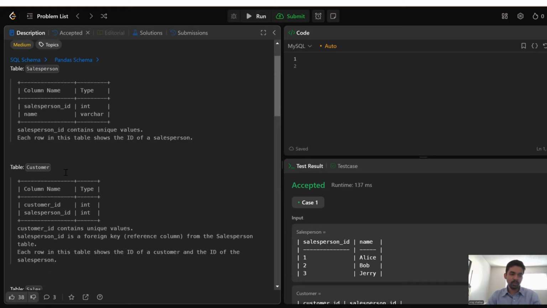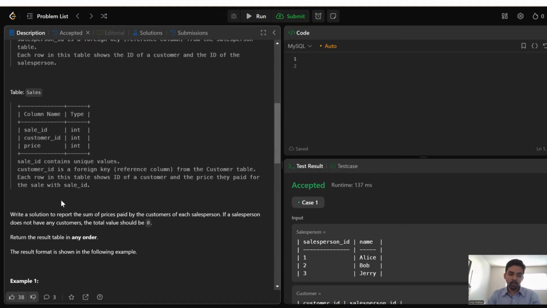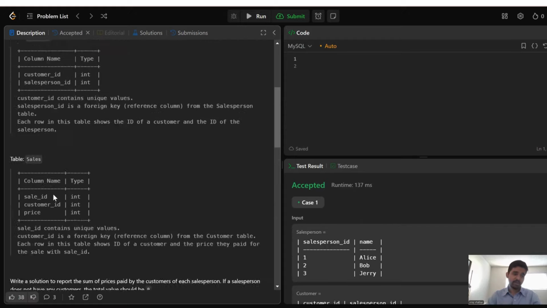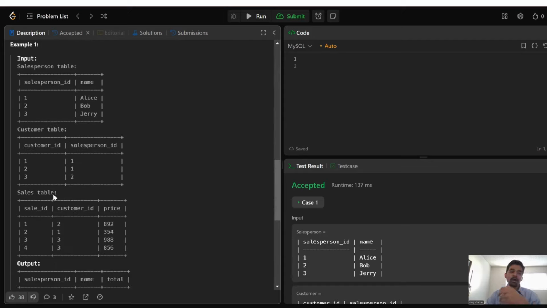So in this particular question, we have been given three tables, that is salesperson, customer, and sales. And the problem states that we have to write a solution to report the sum of prices paid by the customers of each salesperson. And in very simple words, we have to basically find out the sum of all the prices paid by the customers to each salesperson.